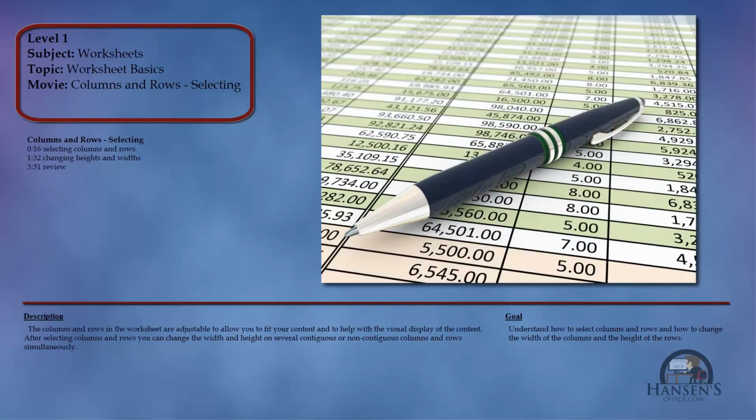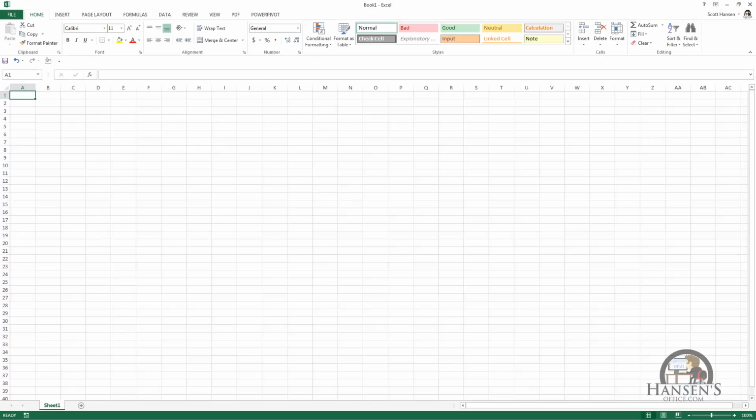So we're going to talk about columns and rows now, selecting the columns and rows. And then we're going to change some of the properties of the columns and rows, namely the heights of the rows and the widths of the columns. So we're back in Excel.